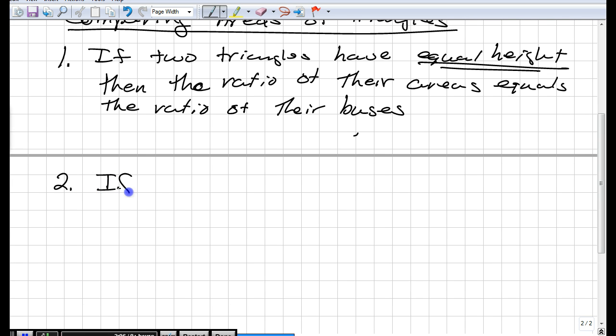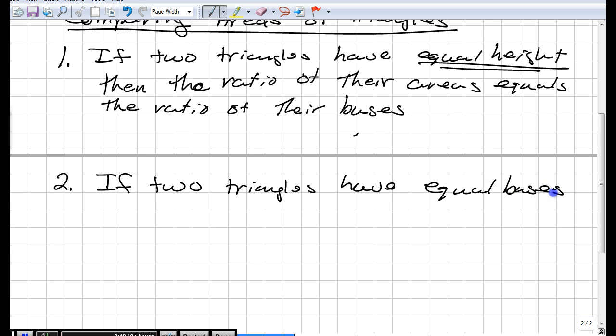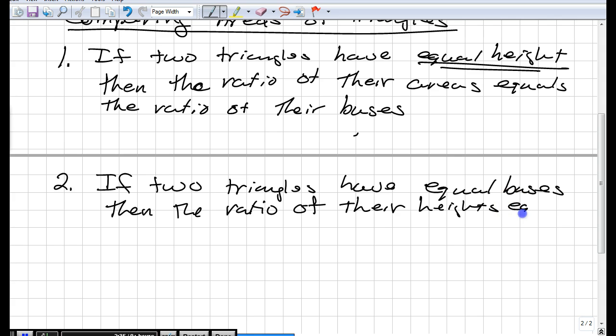It says if two triangles have equal bases, then the ratio of their heights equals the ratio of their areas. Okay?